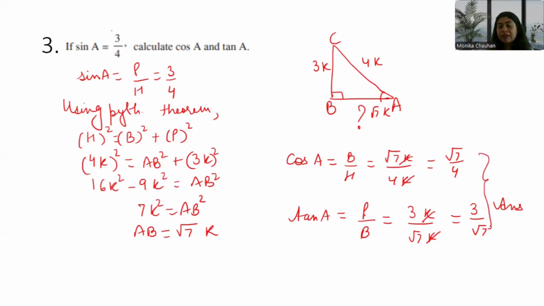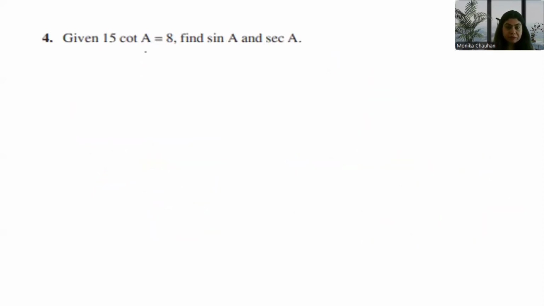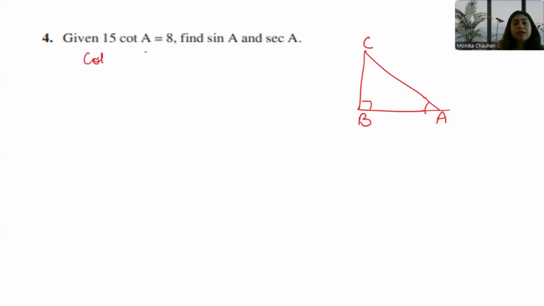I hope it's clear. Now let's move on to the next one. Question number 4. Similarly, in question number 4, again, let's make a right angle triangle and see what is given here. I'm going to make A here because it's always easier for me to read from here. See, cot A is equal to 8 upon 15. So I'm making it like this.